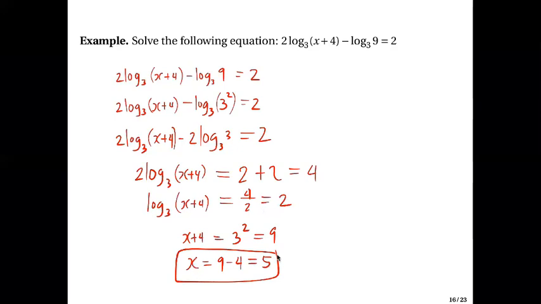Of course, if you substitute x equals 5 in the original equation, you have x plus 4, that becomes 5 plus 4, that's 9. Correct? And logarithm of positive number, it's well defined. Okay? So this is your solution. You can do the checking. X equals 5. So you will have 2 log 9 base 3 minus log 9 base 3. Okay? So let's do the checking here.